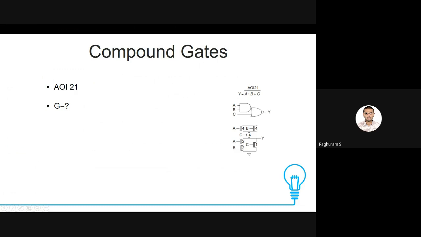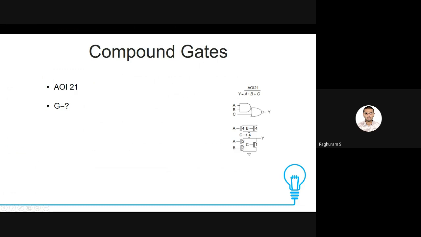And the way to implement it is very simple. A, B, this is an AND, so it is in series, plus C. And once you get the pull down network, the opposite of that becomes the pull up network, and this is the gate. Okay, so that is the first part of the gate.